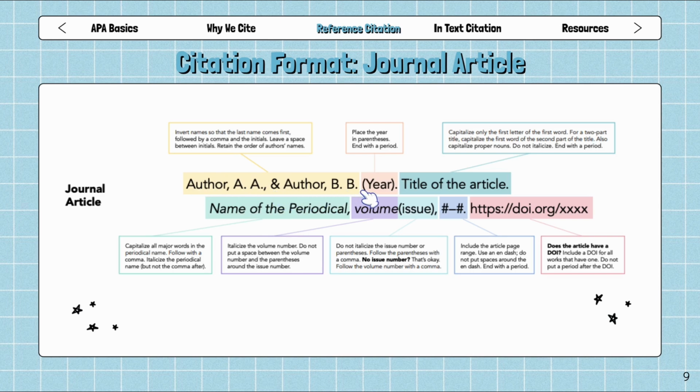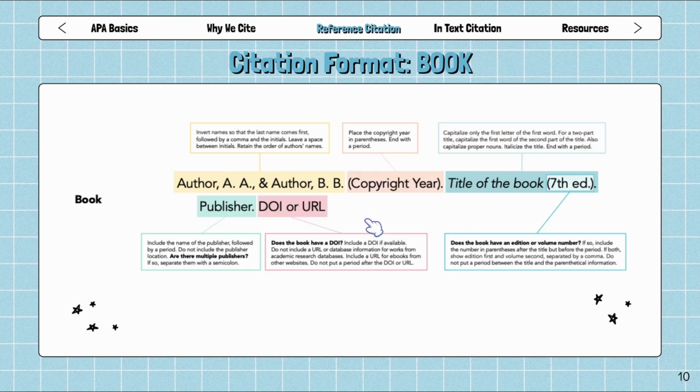And following, include the year in parentheses, period, title of article with the first letter capitalized and no italicization, period, name of periodical, this time italicized, comma, volume if applicable, comma, page numbers, period, and finally the DOI link. For a book, follow a similar format, however you will want to italicize the book title, edition if applicable, and then include the publisher with a period.